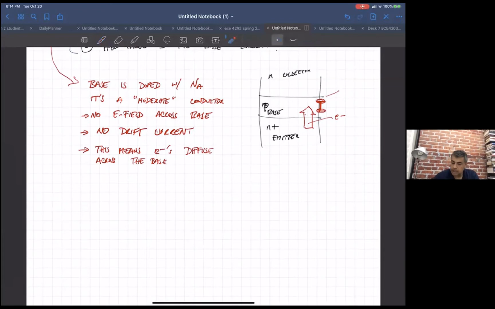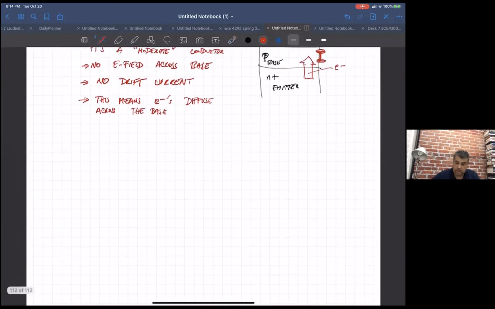Okay, so we're saying these electrons are coming from here to the collector somehow. We can't create an electric field across the base because the doping concentration, although lower than the emitter, is still high enough that you can't support a voltage there, because the resistance between the two points is low. It means there's no electric field there, so the electrons just have to diffuse across the base and get to the collector.